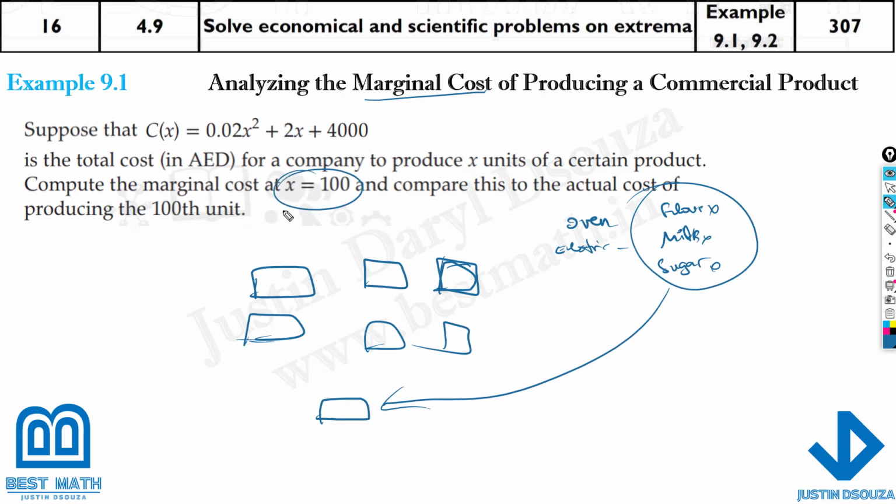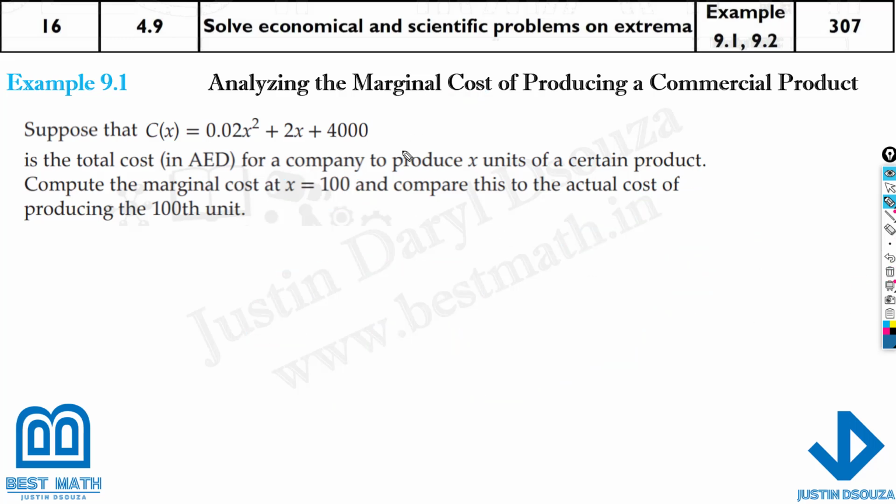Now, over here, there is a company which produces x units, and this is the total cost. We need to find the marginal cost when x is 100. That means for the 100th unit, for this cost equation, how much will be the replenishable cost? That's the marginal cost. And we have to compare that to the actual cost of producing the 100th unit. So let's do this step by step.